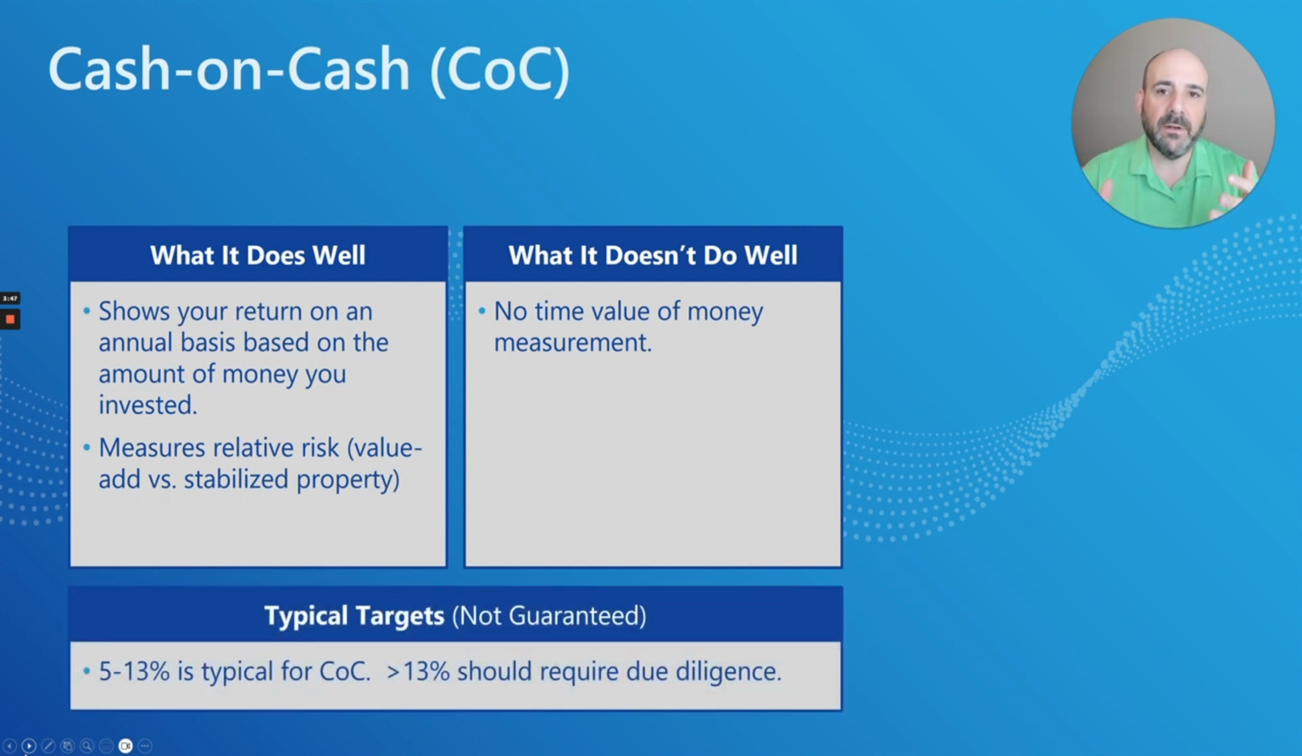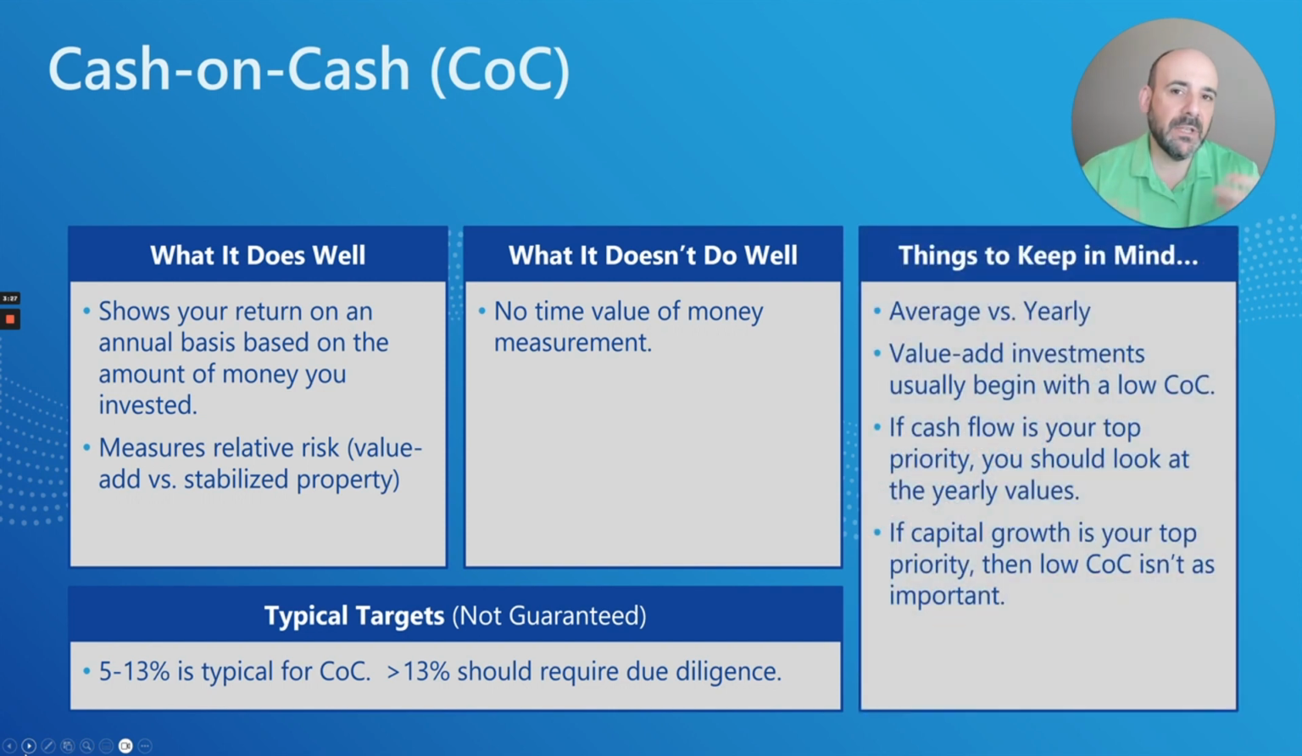Typical targets of a cash on cash return, I typically see between anywhere from 5% to 13%. Higher than 13% is certainly possible, but I would recommend doing some more due diligence to make sure there's a sound plan behind that and backing for that number. You want to look at the cash on cash, either as an average across the board, which is typically how it's reported. But if you ask to see the annual amounts, you'll see a little bit more detail as to how the money's being spent in the property, which will help you understand it better.